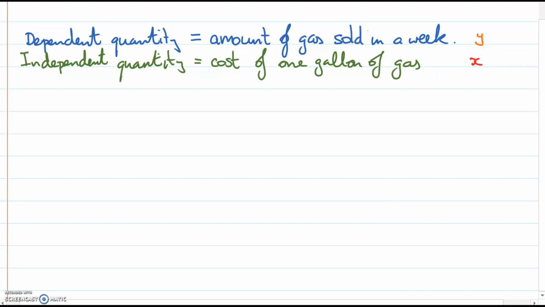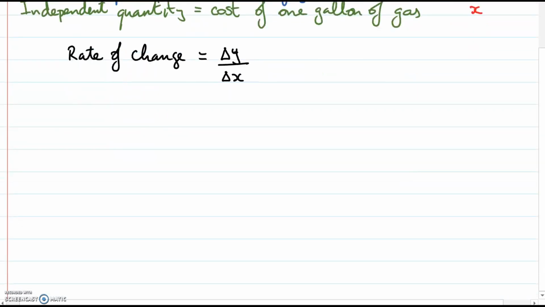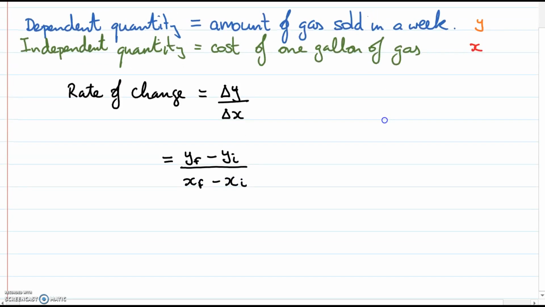Right, now the question is to find the rate of change. The rate of change of sales, to be precise. The rate of change is delta Y over delta X. That's the formula that we always use for rate of change. So delta Y is the final value of Y minus the initial value of Y, divided by the final value of X minus the initial value of X. So it's always the final minus the initial.